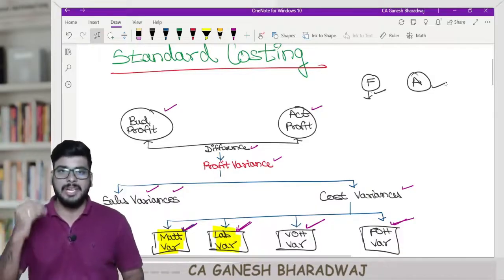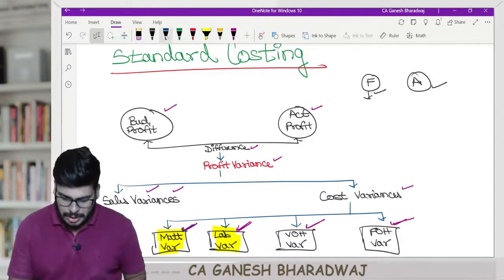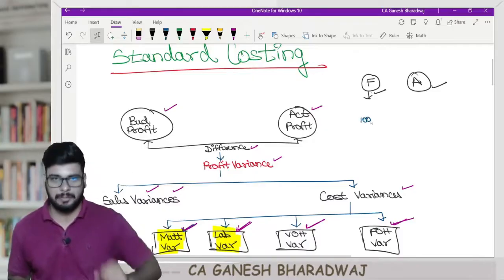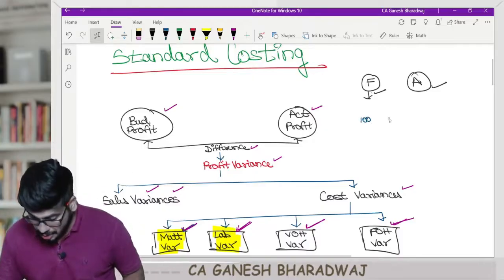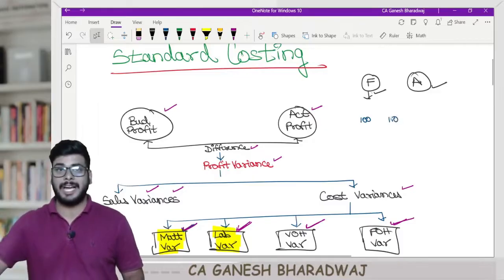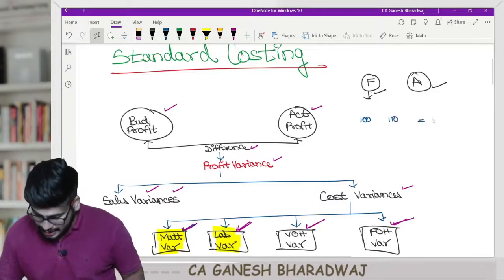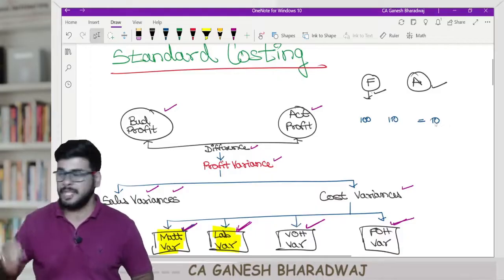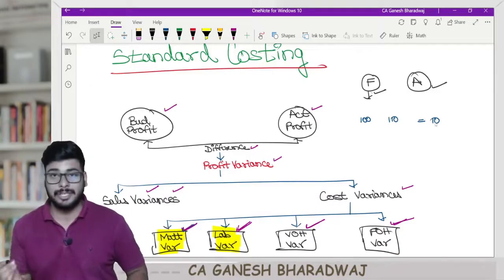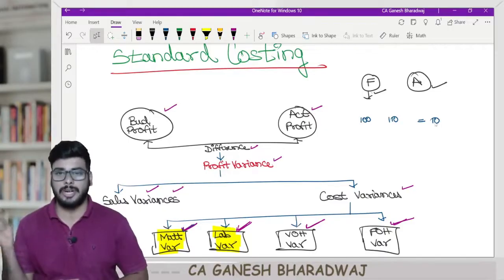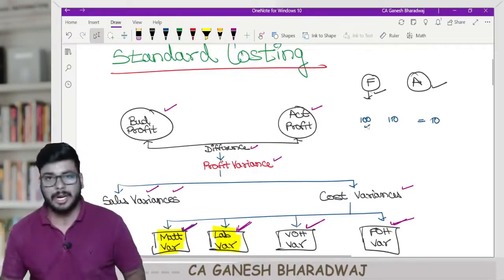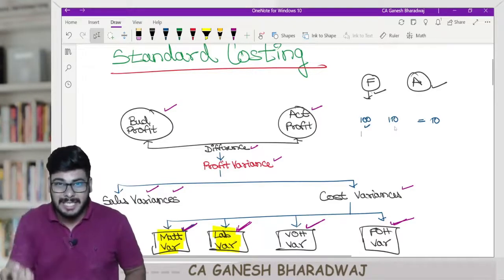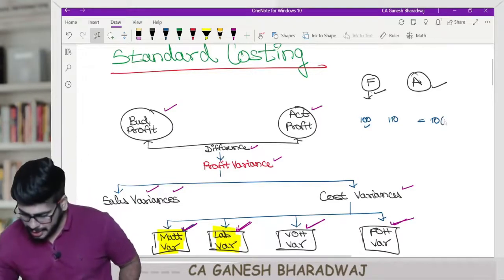For example, we are talking about material cost. Let us say you should have incurred 100 rupees, standard material cost, whereas you have incurred 110 rupees actual material cost. In this case, there is a 10 rupee variance. But if I just mention 10, it is not sufficient for the purpose of decision making. I should say whether this 10 is a favorable or an adverse variance. You should have incurred 100, you have incurred 110, so you have incurred more cost. This results in reduction of your profit. This is an adverse variance.